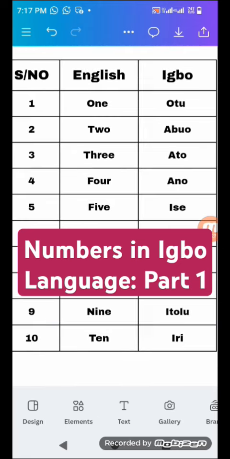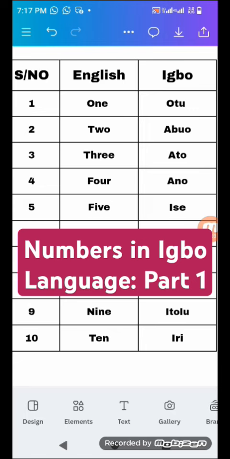5 is called Ise. 6 is called Isi. 7 is called Asa. 8 is called Asato. 9 is called Itolu. 10 is called Iri.